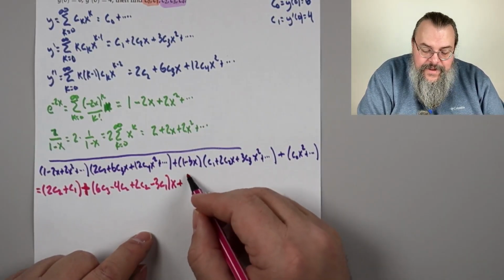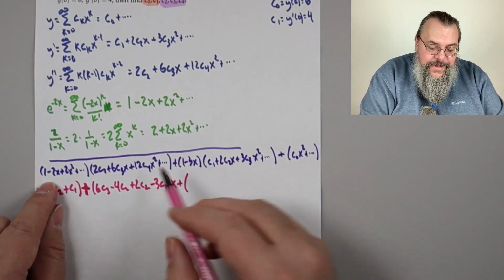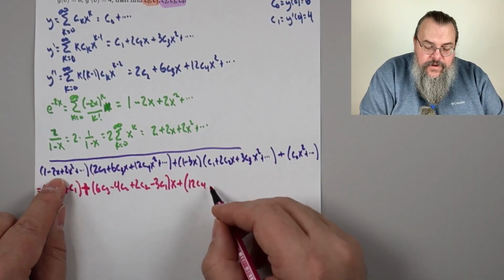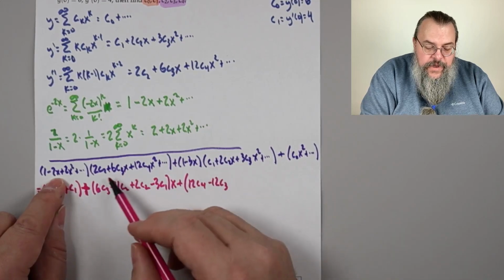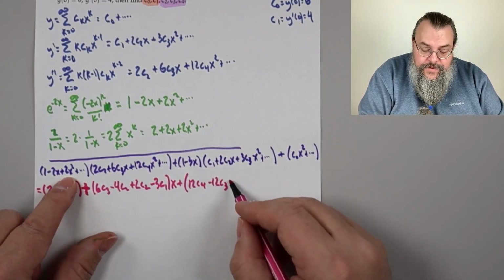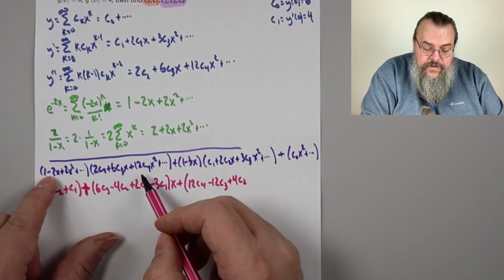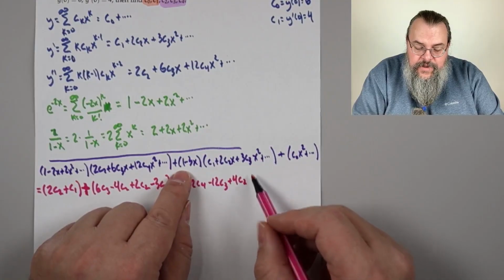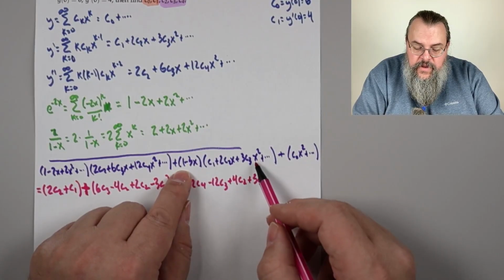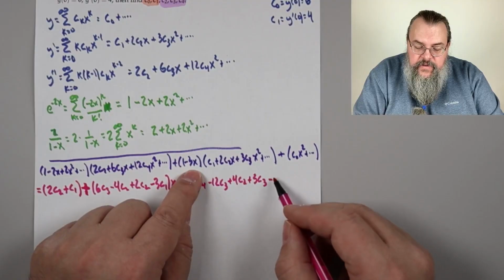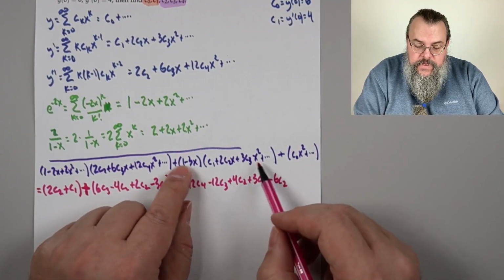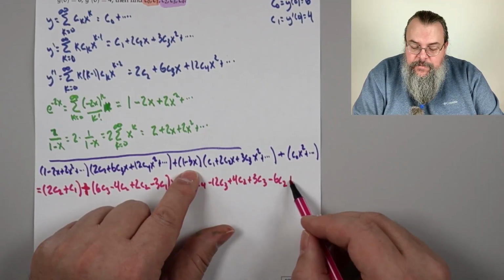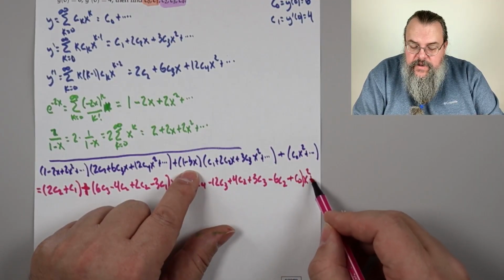Plus, now x squared. All right, 12c4 minus 12c3 plus 4c2. Okay, that's our terms here. Over here, we can get a 3c3 and a minus 6c2. All right, and then we have to stop. And finally, a plus c0 x squared.